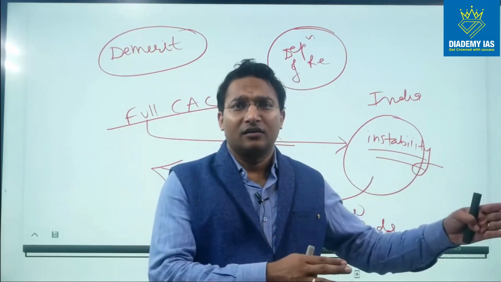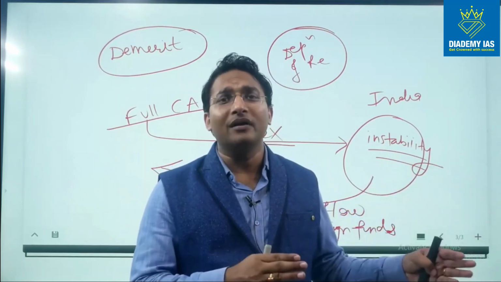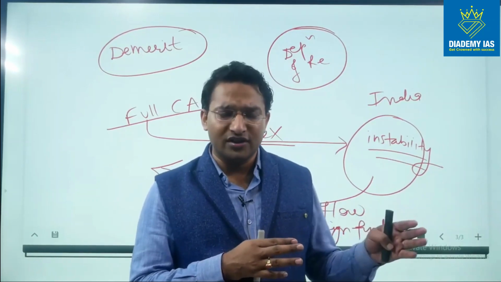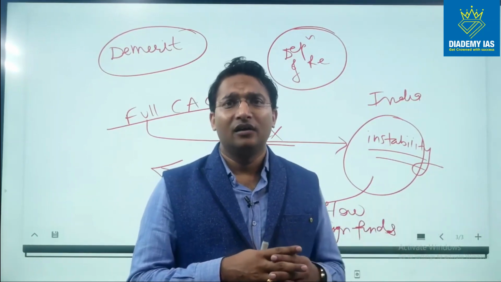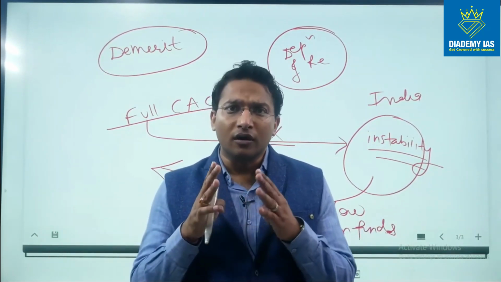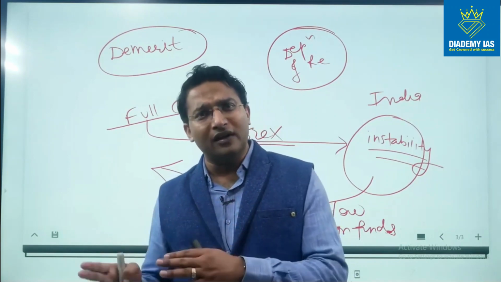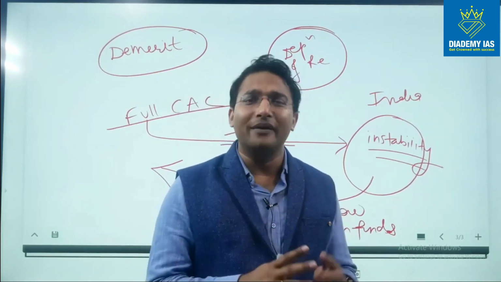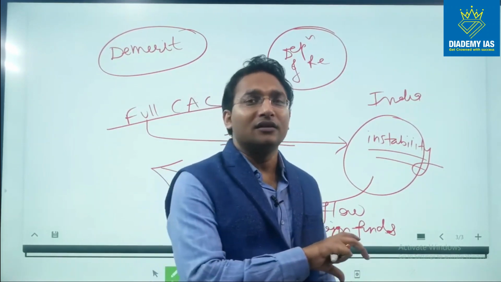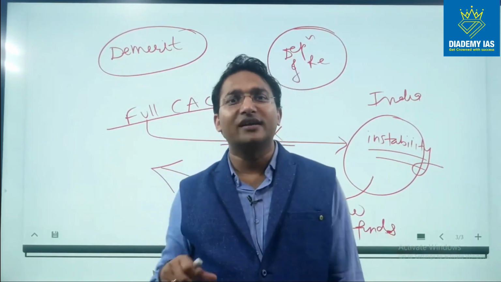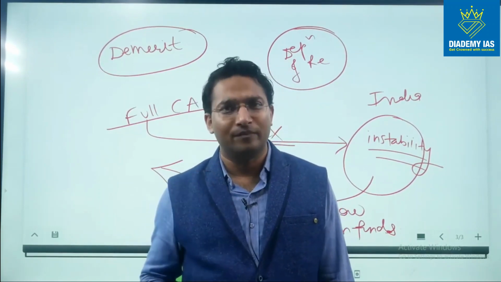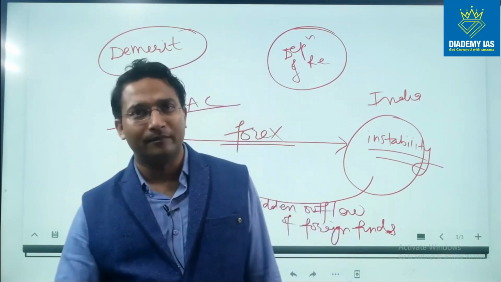In 1998, the same situation happened in East Asia. The countries like, not East Asia, Southeast Asia. The countries like Thailand, a lot of money flew away from there because of their dependence on foreign capital. They allowed fuller capital account convertibility, and suddenly something happened and the entire economy actually crashed. So this instability is the biggest problem, right?